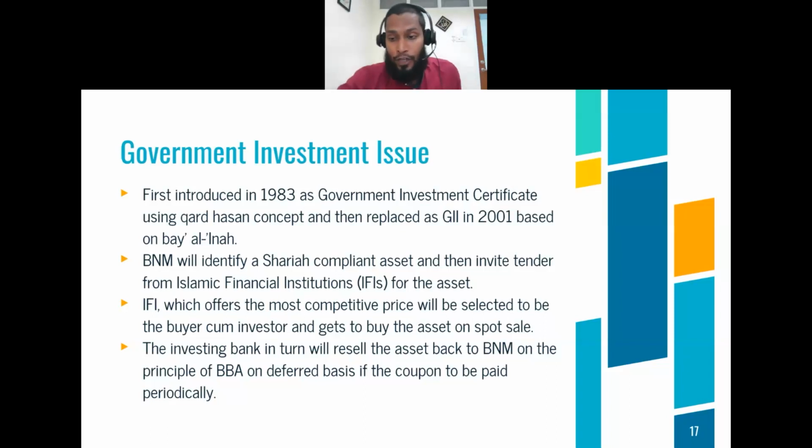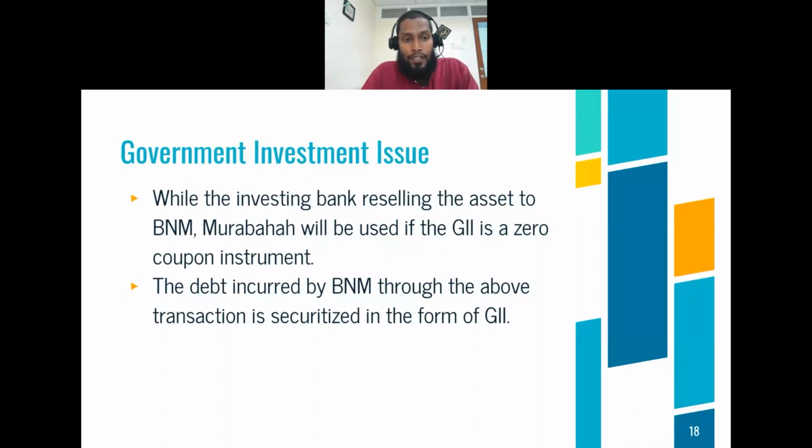When there is a deferred payment in installments, this is called using the concept of BBA, where there is a coupon payment, meaning there is a periodic payment of the profit. However, if there is a lump sum payment, then they will use the concept of murabaha. So in the government investment issue, when the investing bank resells the asset to BNM, murabaha will be used if the GII is a zero coupon instrument. So if there is no coupon payment in the middle, and at maturity BNM will pay, they will use the concept of murabaha.